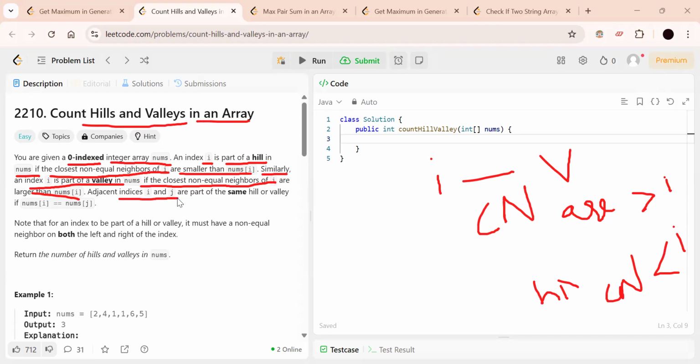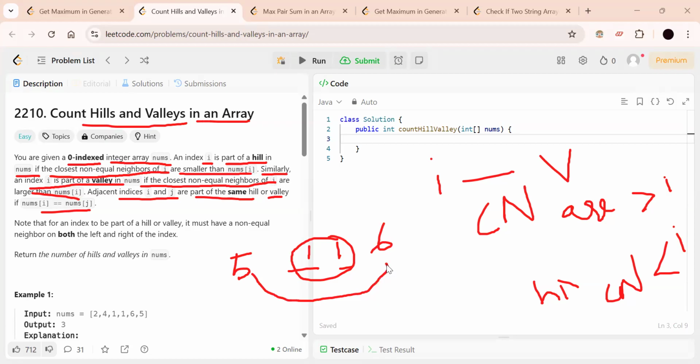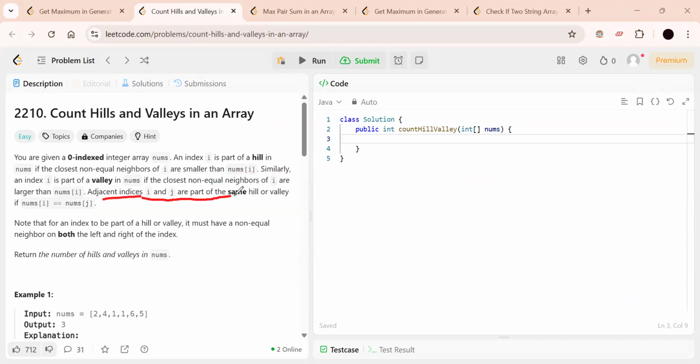So adjacent indexes i and j are part of the same hill or valley if nums[i] equals nums[j]. So if you have the same values, like for example 1, 1 between 6 and 5, these two are part of the same valley. That's what they're saying. Adjacent indexes i and j are part of the same hill or valley if they are equal.